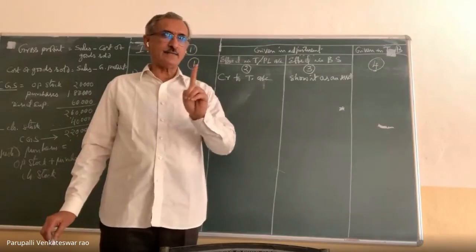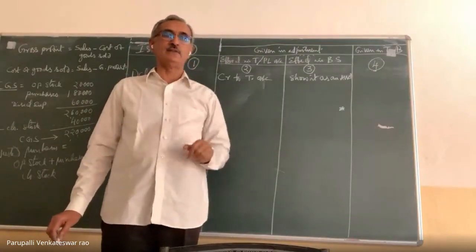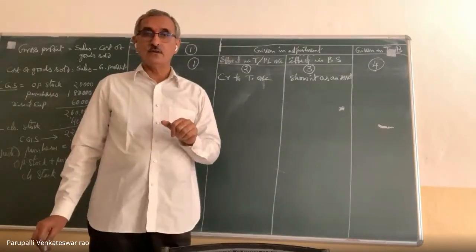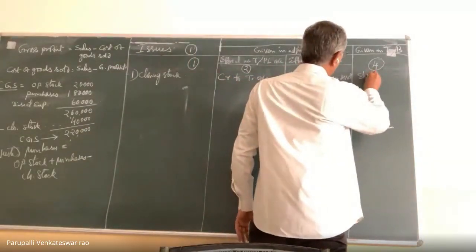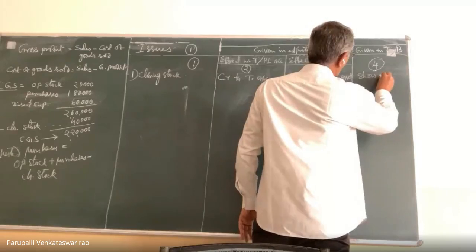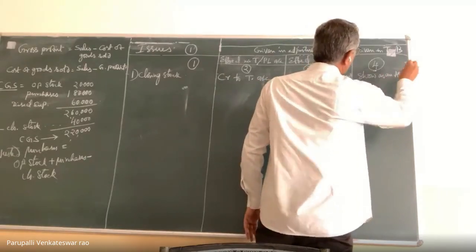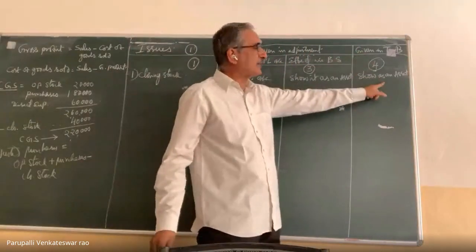Closing stock is not given in the adjustments, but it is given in the trial balance. It will appear in the trial balance. Then what to do? It is already deducted from purchases, so do not credit it to the trading account again. Show it on the asset side of the balance sheet. If it is given in the trial balance directly, show it as an asset.